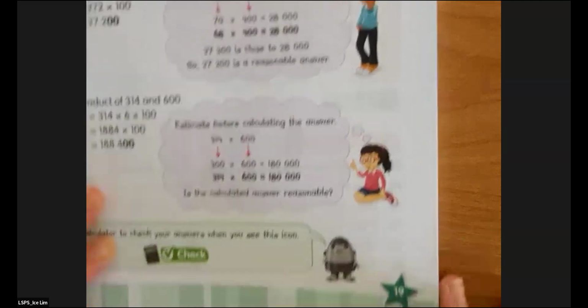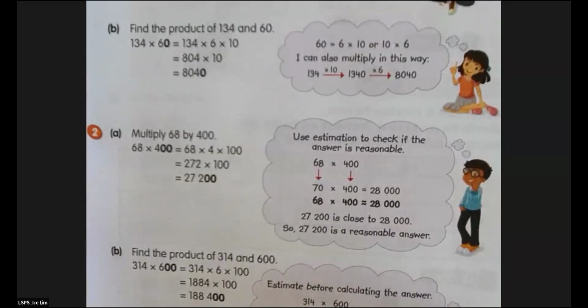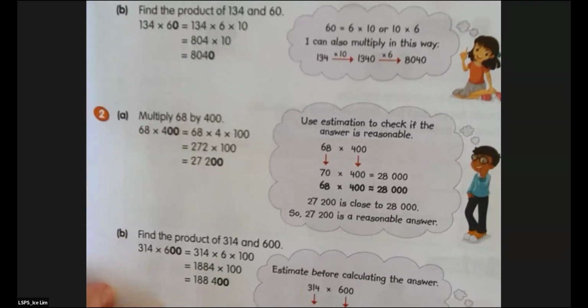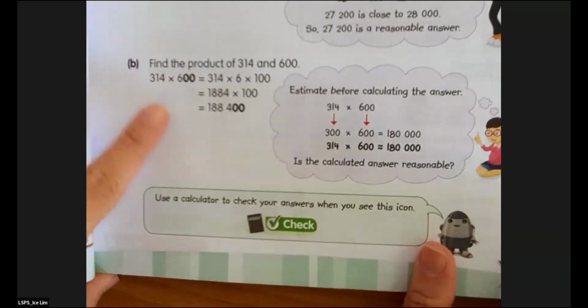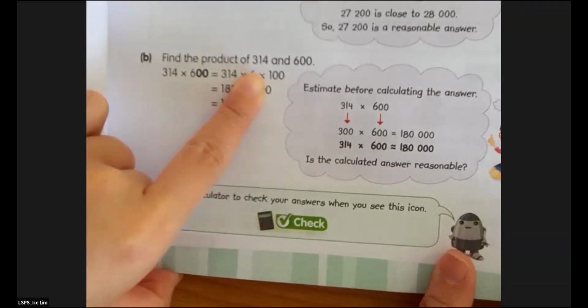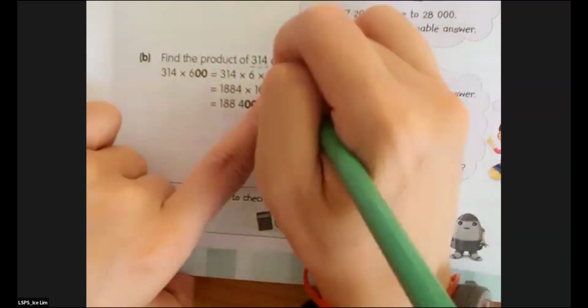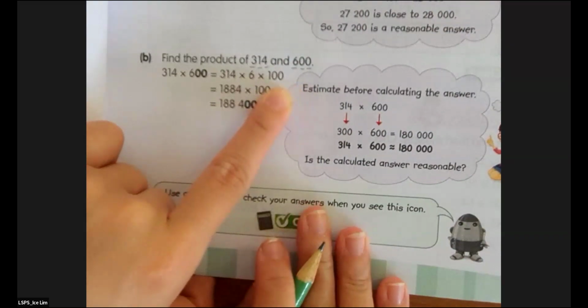Okay, moving on to this one here, page number 19 now. Let's talk a little bit about page number 19. Page number 19 requires us to deal with bigger numbers. In this case, for example, question 2b has the product of a three-digit number, 314, and 600. So both of them are 3 digits.